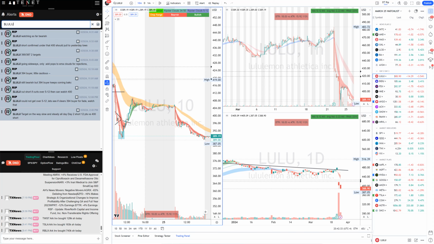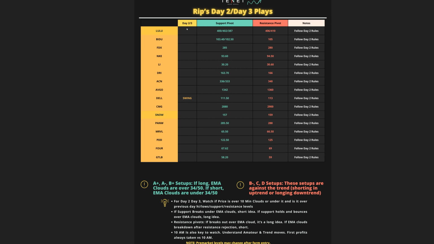So I've been teaching these day two, day one setups for a long time. If you go back, LULU was on top of our day-two setups. Here are the rules. If it's under the clouds, if it's under the levels, it's a day two short, right? So we have all these levels there. 400 gave up, 402 gave up, then 387 was the target.